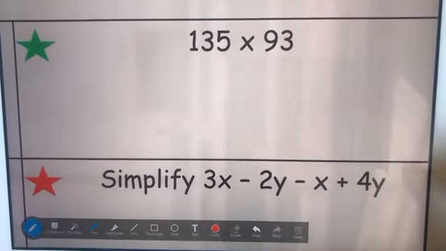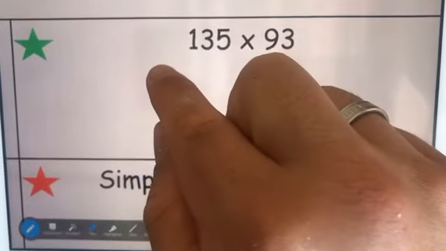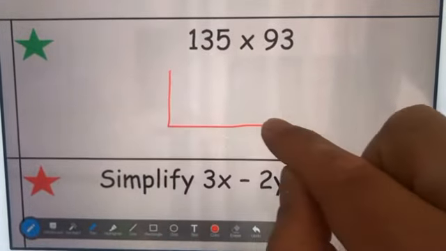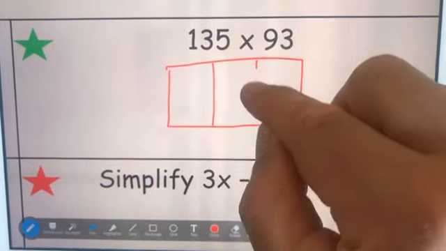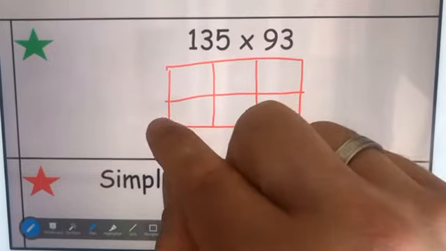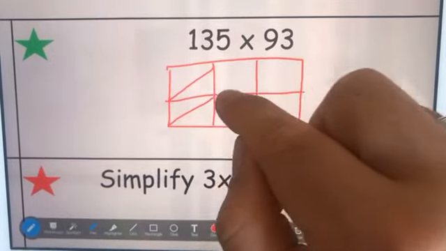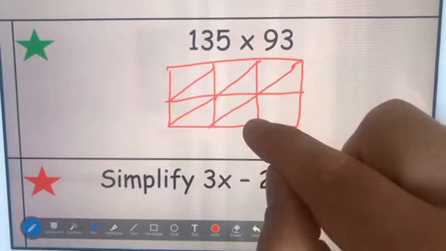135 times 93. This is the same topic we did in the Year 7 lesson yesterday. If you did tune into that, get your grid done. Remember, use the method that you're most comfortable with. You don't have to use my way. I don't care which way you use. It's all about getting a way that you can get right consistently. I find this way is difficult to get wrong.